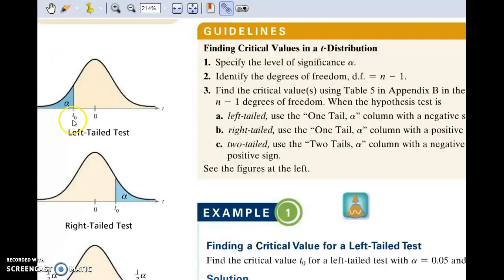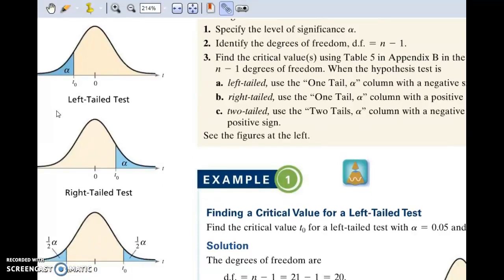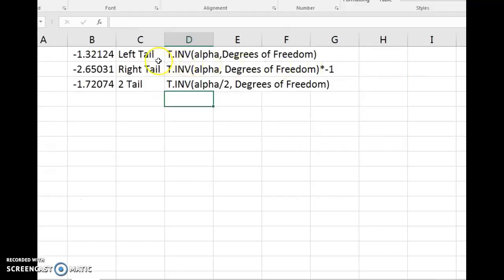The hypothesis tests are going to work the same way. If the sample is really far away from the mean, it's really far out in the tail, that means it has an unlikely chance of occurring. And in that case, we're going to reject the null hypothesis. So we're going to start off by finding critical values associated with different levels of alpha in the t-distribution. I'm going to show you how to do that in Excel.